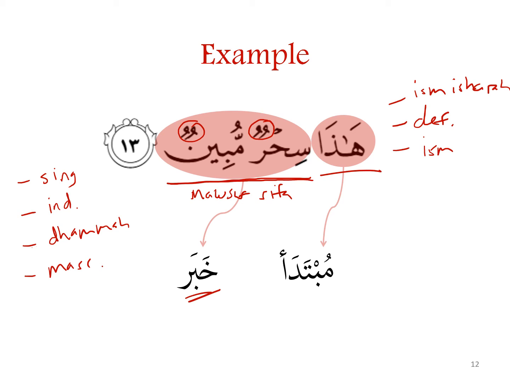So هذا means this. Is comes between the mubtada and khabar. Sihrun means magic. Mubin means clear or obvious. So this is a clear magic.